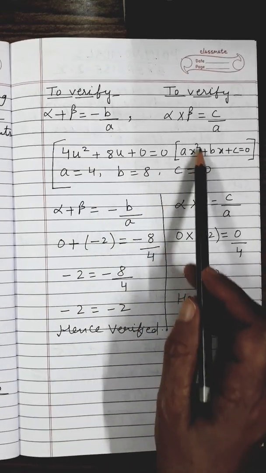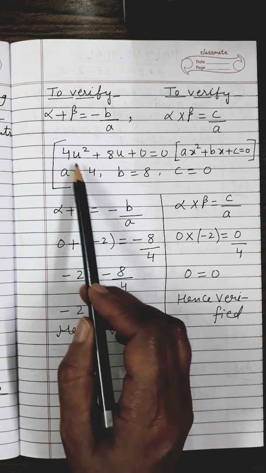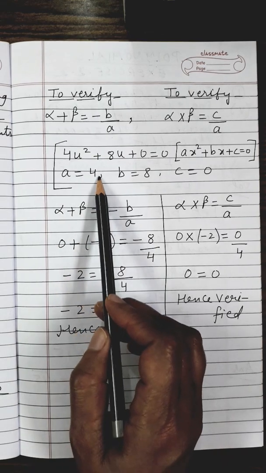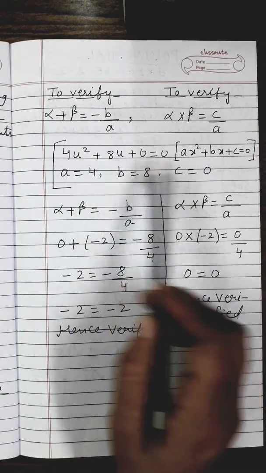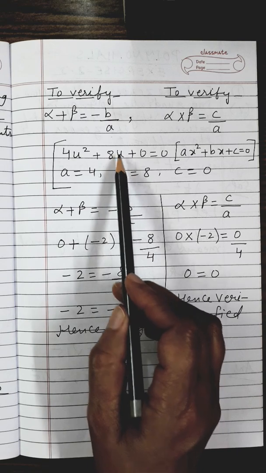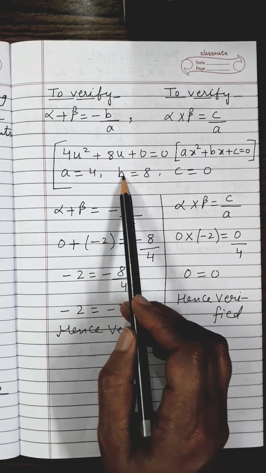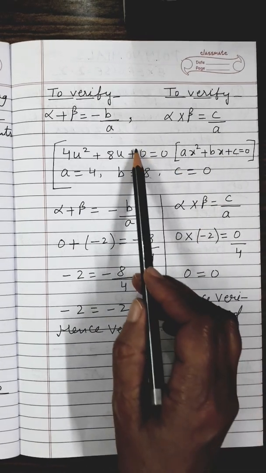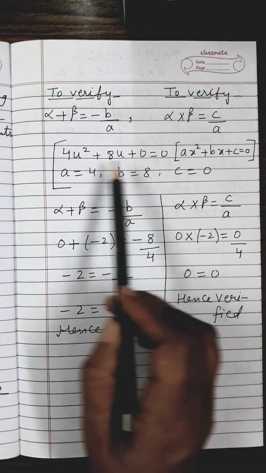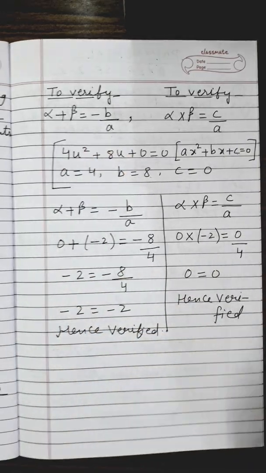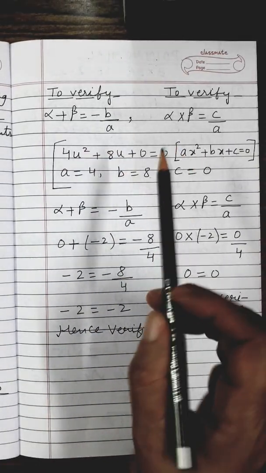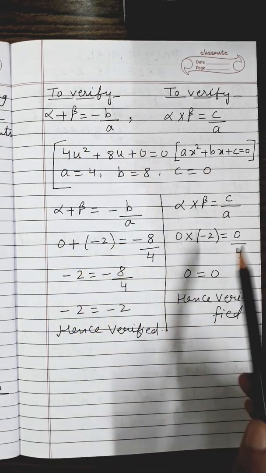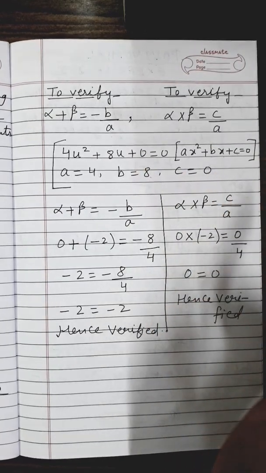What is a? Coefficient of x square. What is the variable here? u. So the coefficient of u square will be your a. So a equals 4. What is b? Coefficient of x. Here x is represented by u, so the coefficient of u is 8. So the value of b is 8. Constant term c is 0. That is why I have written this 0 from my own side, because there was no constant term given in the polynomial. I always write plus 0, because if I write plus 0, I am not making any change in the polynomial. So the value of c becomes 0.